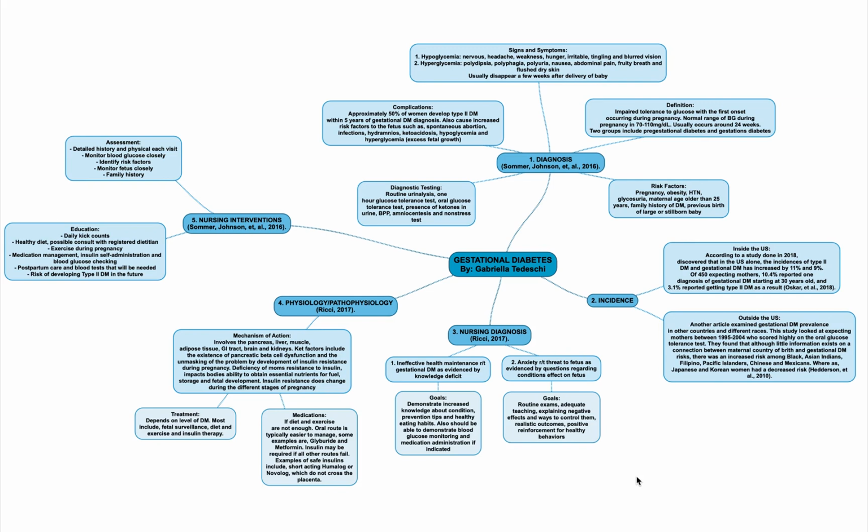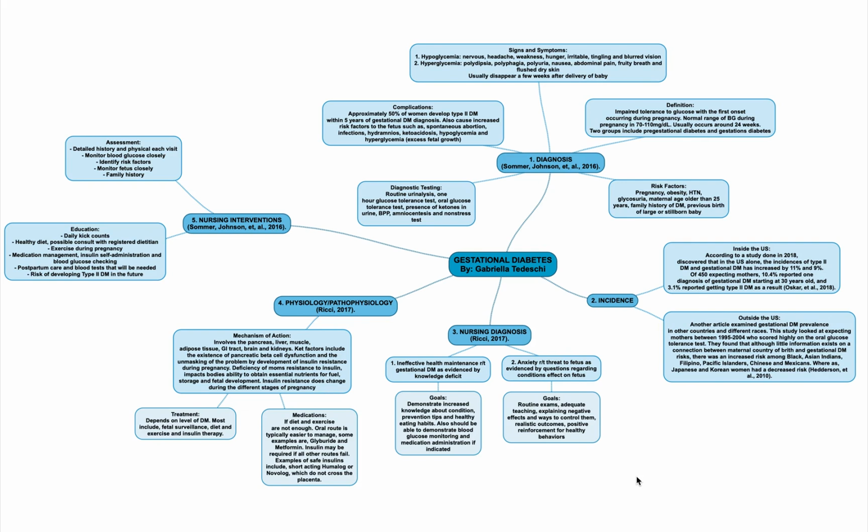Some signs and symptoms, so it depends on which type of diabetes mom has. So if she has hypoglycemia, she will have symptoms such as nervousness, headache, weakness, hunger. She'll be irritable, and she may have tingling in her extremities or her mouth and some blurred vision.